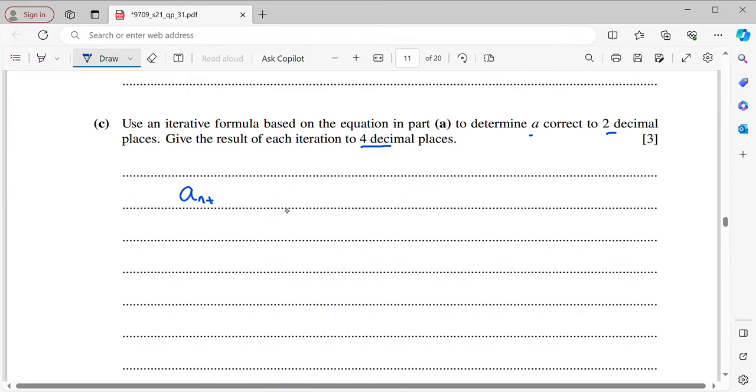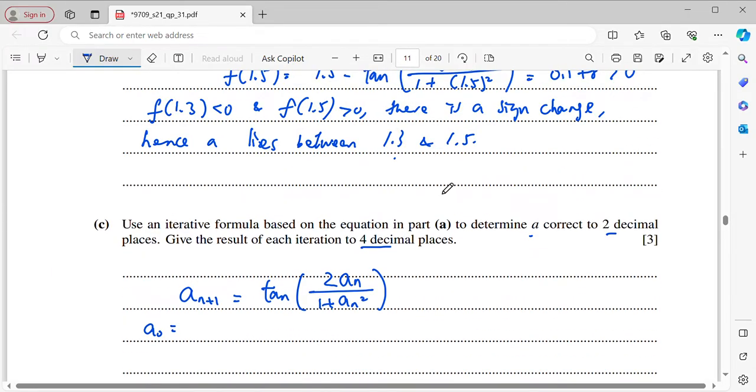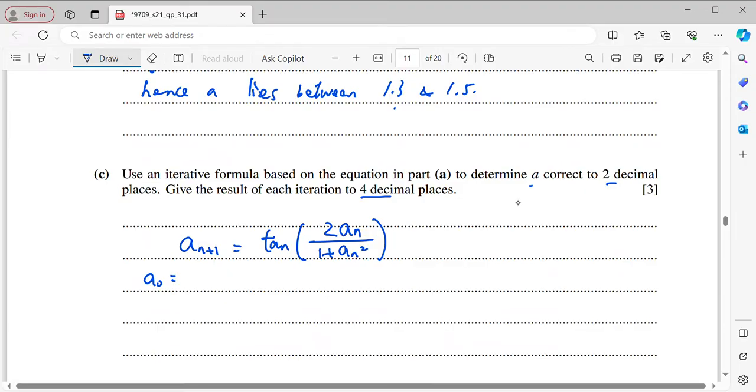A(n+1) equals to tangent 2an over 1 plus an squared. Okay, and then now you can fix any initial value of A. You can let it be 1.3, 1.5, or any values in between, up to you. So I'm choosing 1.4, the middle value. And I will get A1 equals to tangent 2 times 1.4 over 1 plus 1.4 squared. Then you will be getting 1.3865 because of the 4 decimal places.